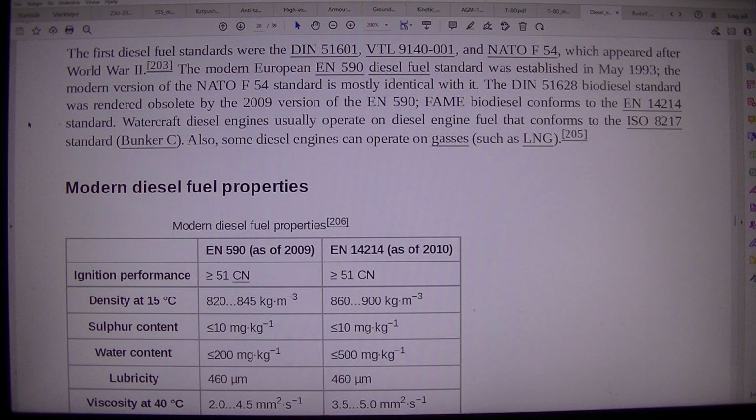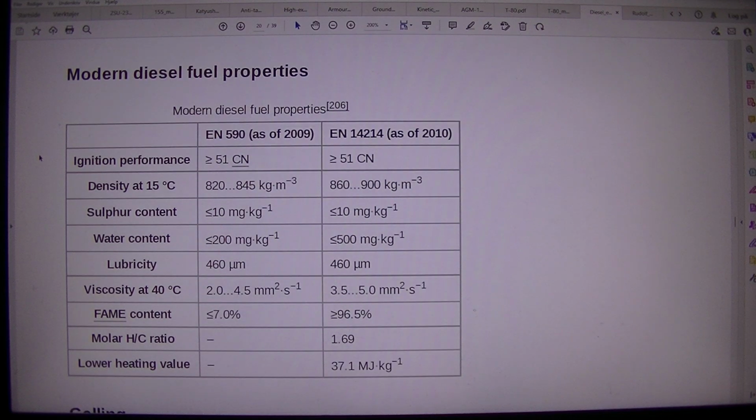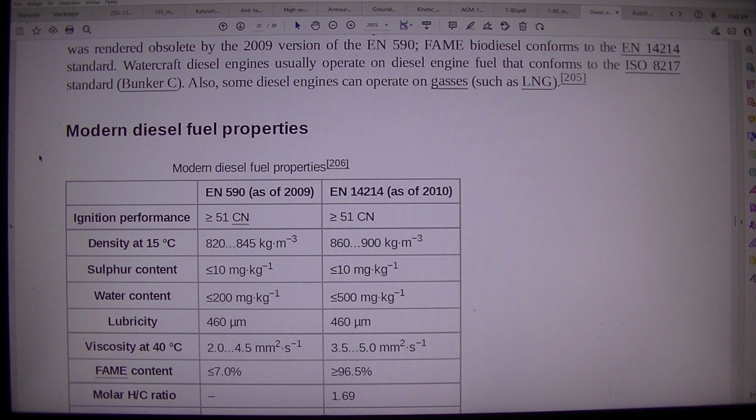The DIN 51628 biodiesel standard was rendered obsolete by the 2009 version of the EN 590. FAME biodiesel conforms to the EN 14214 standard. Watercraft diesel engines usually operate on diesel engine fuel that conforms to the ISO 8217 standard, bunker C. Also, some diesel engines can operate on gases, such as LNG.